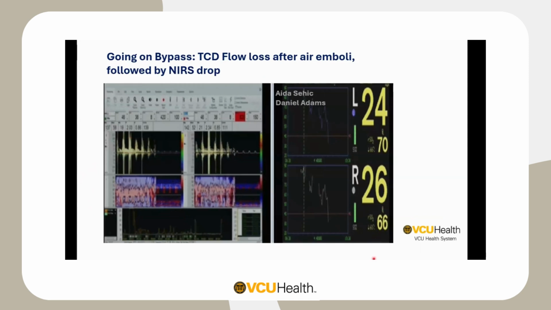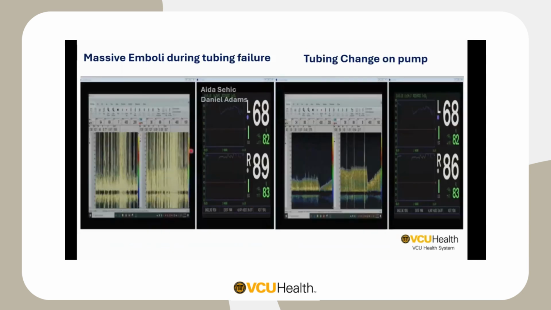Another case, congenital cardiac surgery: the TCD detected flow obstruction after air emboli, and NIRS drop was noted immediately as cessation of the flow to the brain. Of course, this was corrected immediately and we continued with surgery. On this slide, massive air emboli recognized bilaterally on TCD. Actually, no significant NIRS change in this case.